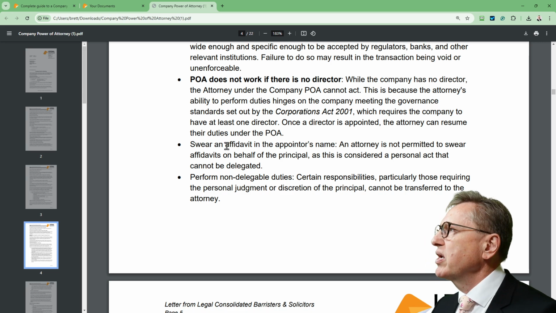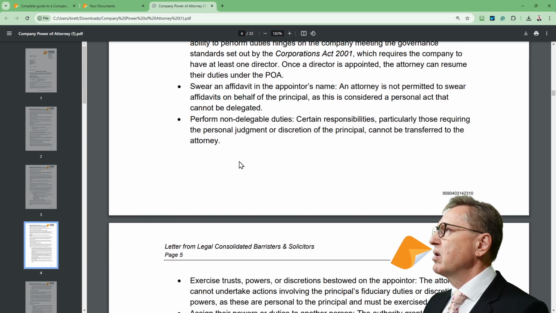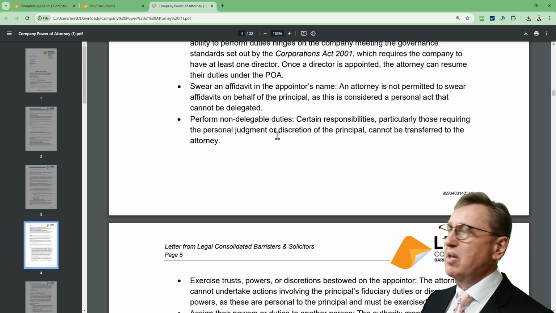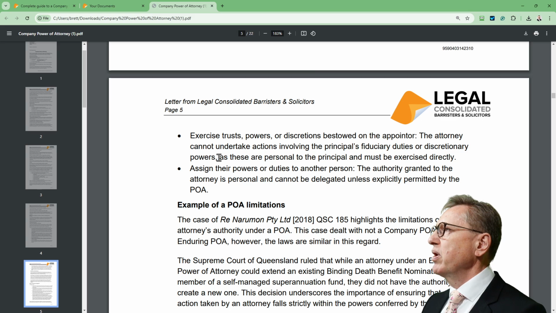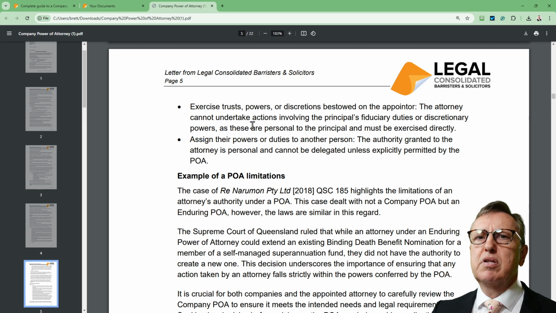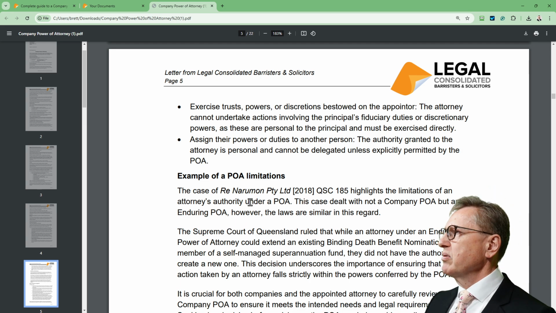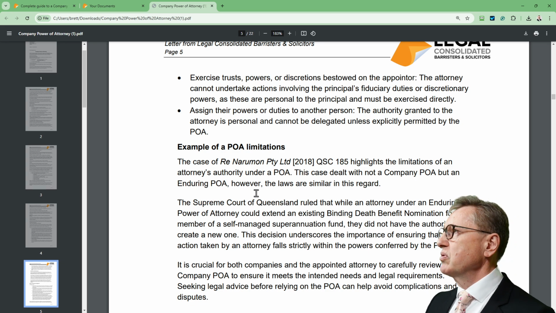The person holding the power of attorney can't do personal things like sign an affidavit, and certain things are not delegatable, such as employment, although a company doesn't employ. Trust powers and fiduciary obligations could also be limited, and the attorney cannot assign their privileges and rights. It's not really a privilege, it's an obligation. You can't really give the obligation to someone else, and neither can the directors, of course.